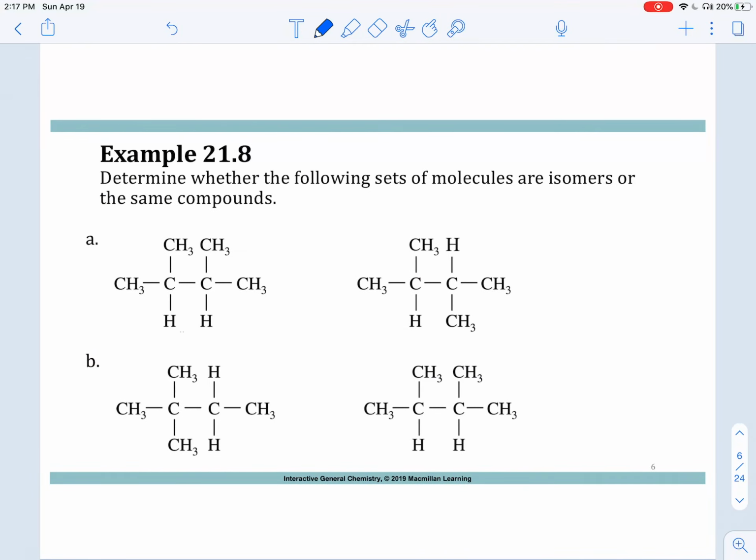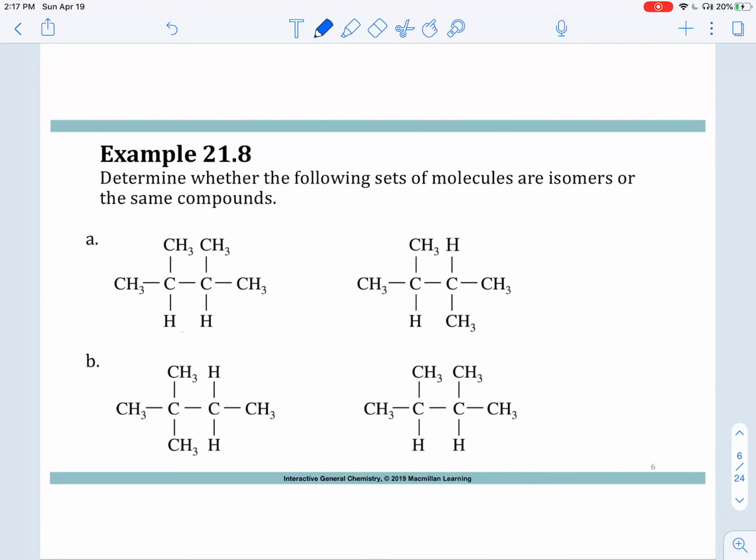Now, let's actually look and determine. This one says, determine whether the following sets of molecules, so this one or this one, and this one or this one comparing, are isomers or the same compound. So to do that, you need to determine, are there different chemical bonds between these two compounds? Or is it simply just an orientation change, which means it's the same compound? So I'll give you a second to pause the video to do that.